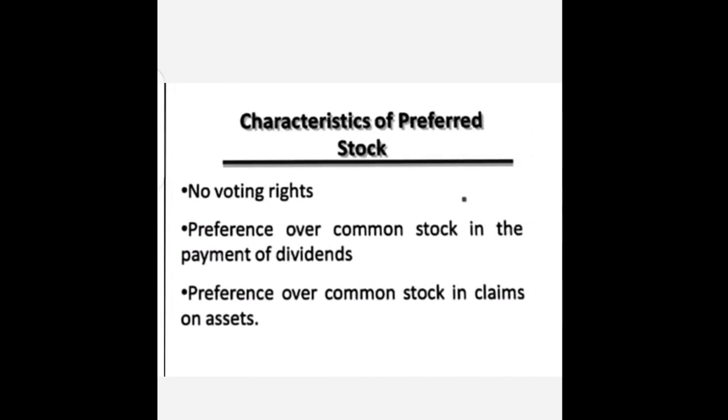Preferred stockholders have no voting rights. They have preference over common stock in the payment of dividends. Firstly, the preferred stockholders will be paid, then the common stockholders will be paid their dividends. They also have preference over common stock in claims on assets.